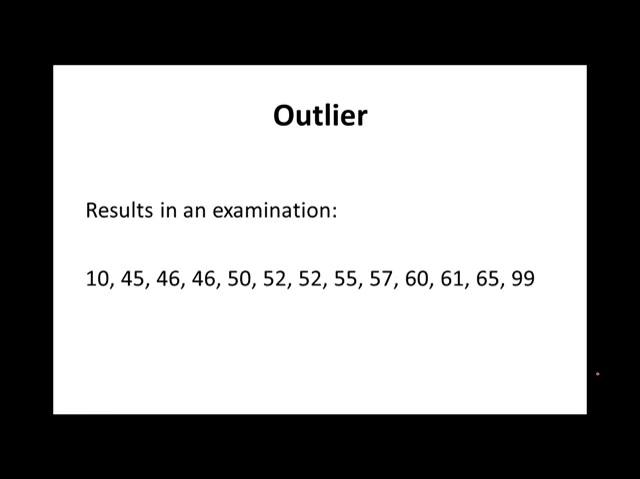you can see the results detailed here, starting with the smallest value all the way up to the largest value. And if we examine these results, you can see that the bulk of the results lie between 45 and 65. So most of the students got results within that range. However, there is a value at the bottom here, 10, which is much smaller than most of the other data values, and also a value here, 99, which is much larger than most of the other data values. These two values, 10 and 99, are therefore considered to be outliers in this particular data set.